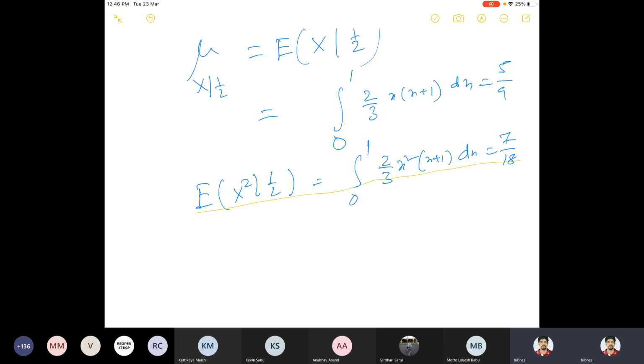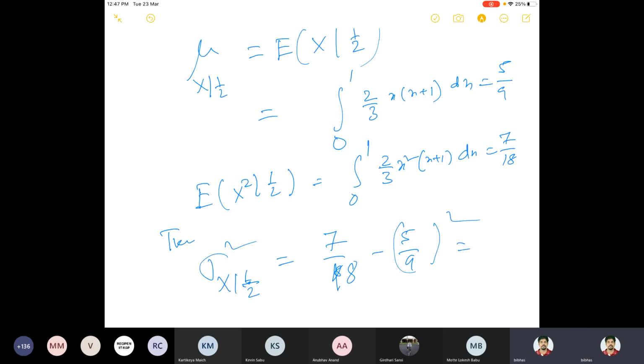And then, of course, we can calculate the variance now. The variance of x given half will be nothing but 7 by 18 minus the square of 5 by 9. So this will give you some value. That's the answer. So if you want to find the conditional mean and conditional variance, everything is the same. All the formulas are the same, except that you have a conditional term. That's it.